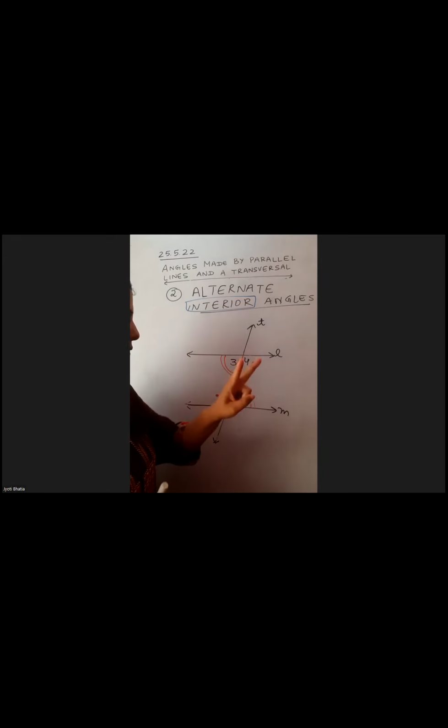What do we call them? Alternate interior angles, right? Likewise, the other pair would be 4 and 6. Because if you start from 4, you will leave 5, reach 6. If you come anti-clockwise, you will leave 3, you will reach 6. So how many pairs of alternate interior angles are there? 2.